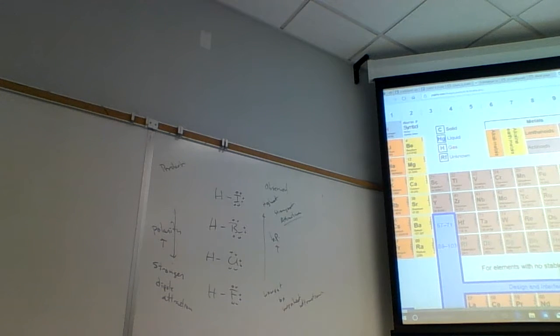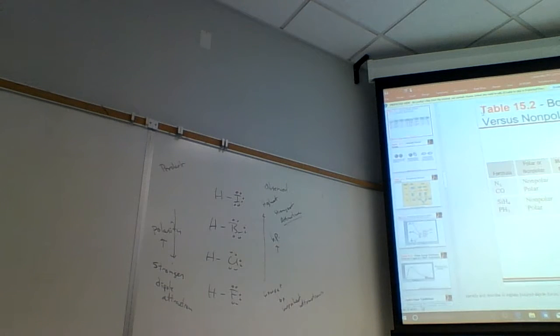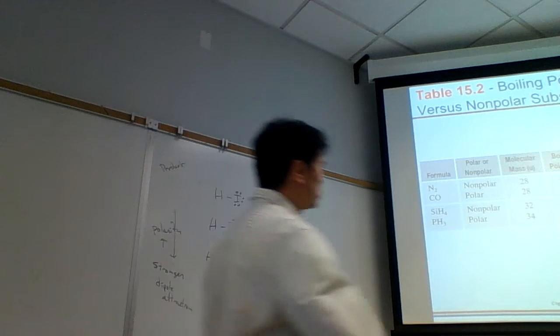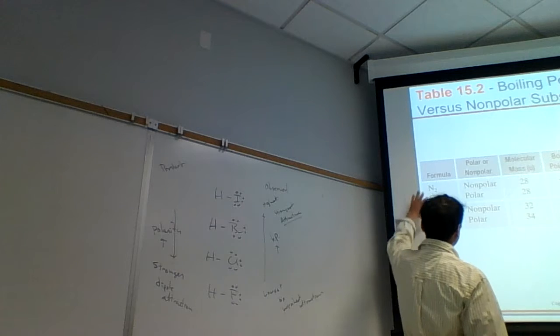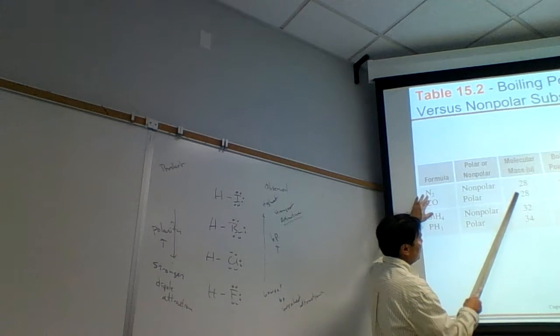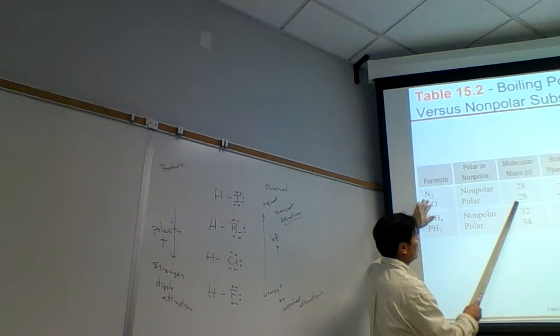And so this is why we have a chart like this. Let's take a look at this chart in a little more detail here. What they're trying to do is keep the dispersion forces roughly the same. So if we compare nitrogen and carbon monoxide, the dispersion forces are going to be roughly the same because they'll have the same number of electrons based on the molecular mass here.